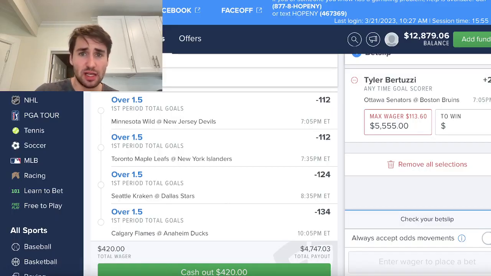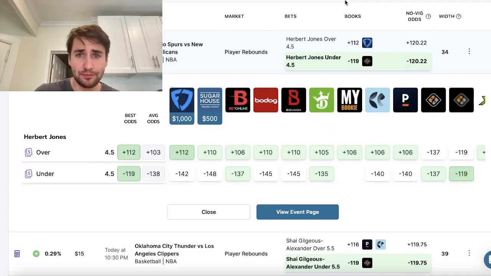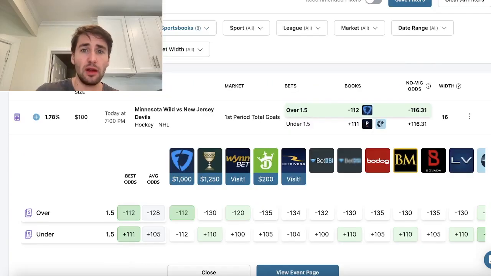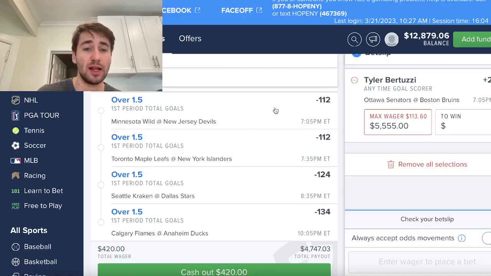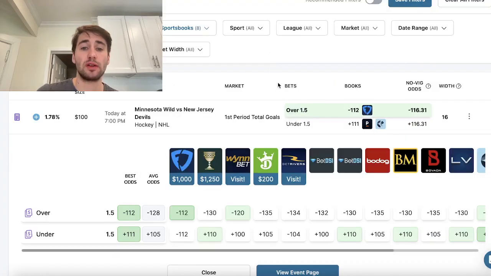But anyways, let's go to this FanDuel parlay and how I got to it. If we head over here, you're going to see the first pick I'm on is Wild Devils over 1.5 first period total goals at minus 112 odds. So you can see that's in my parlay right here: Maple Leafs, Kraken, Flames game. So those are the games.